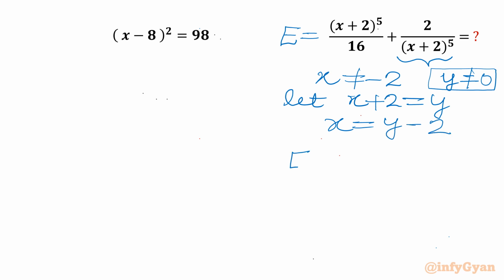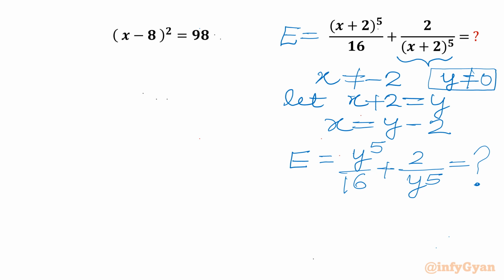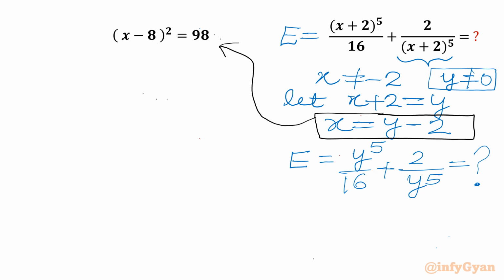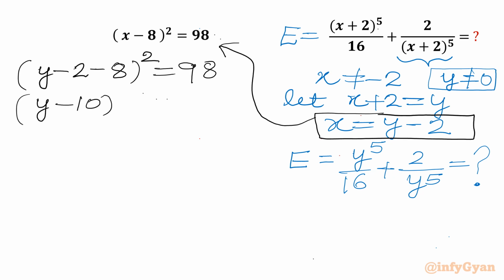Now we can write our expression also in terms of y. So y power 5 over 16 plus 2 over y power 5, we have to evaluate. Now as per our equation x equal to y minus 2, which we are going to apply over here, we will get (y minus 2 minus 8) whole square equal to 98. Or we can write (y minus 10) whole square equal to 98.